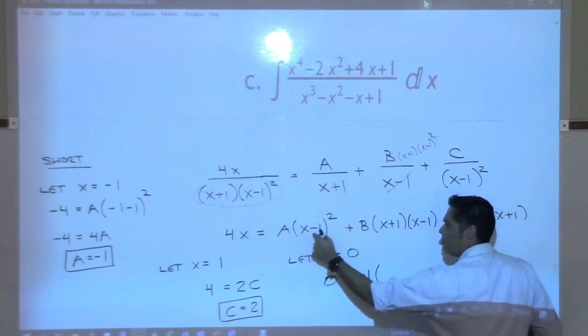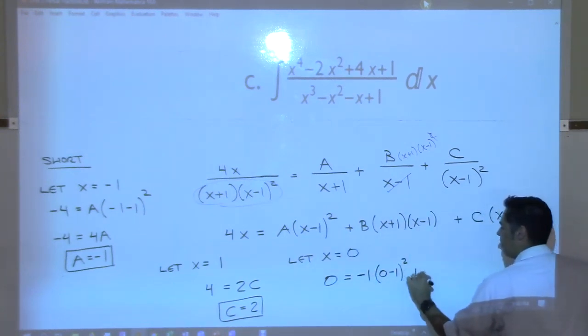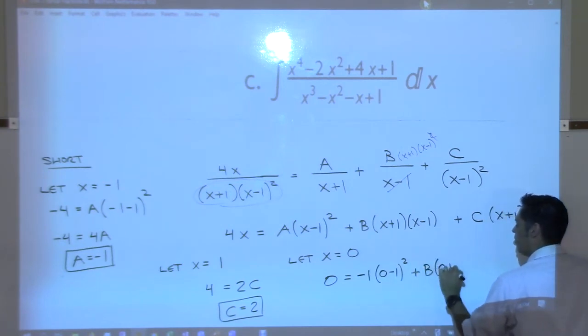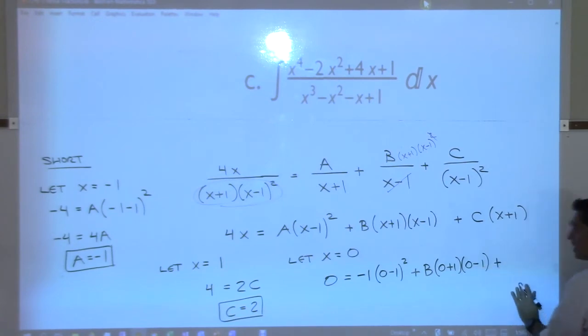And then we have 0 minus 1, but that's squared. We'll work that out in a second. Plus b times, now this is 0 plus 1, and then 0 minus 1, and then plus c, which we did find out to be 2, and then 0 plus 1. See? So we should be able to get b now.